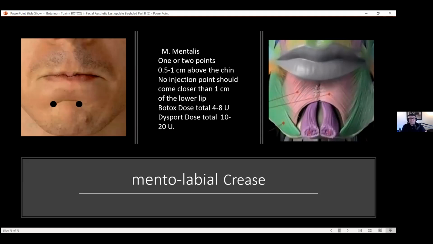Dose of botulinum toxin for the mentalis is 4 to 8 units maximum, and this point should not exceed 10 to 20 because this point needs double or triple. And the mentalis muscle is a very powerful muscle. Look at the picture on the right side showing the mentalis muscle responsible for the whole scenario of the mentolabial crease.